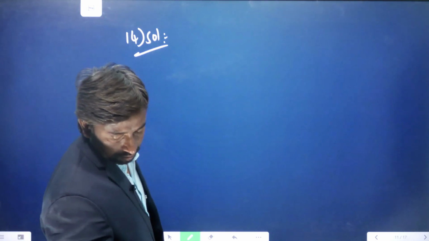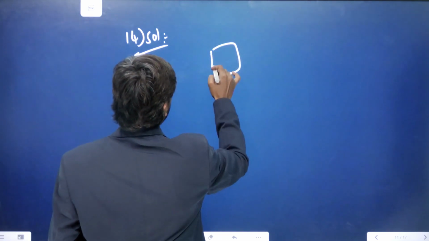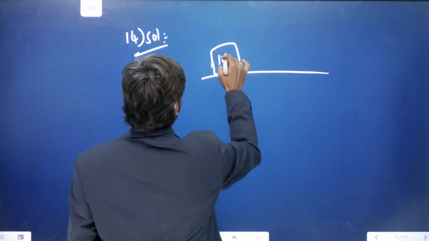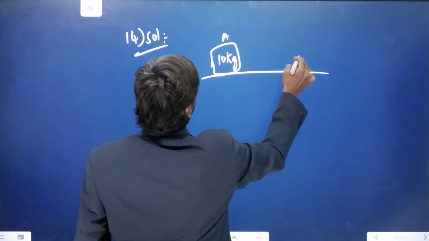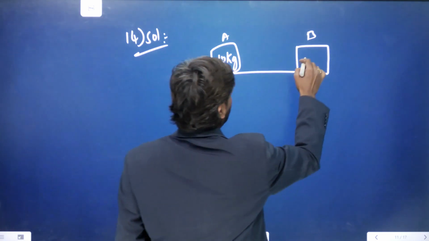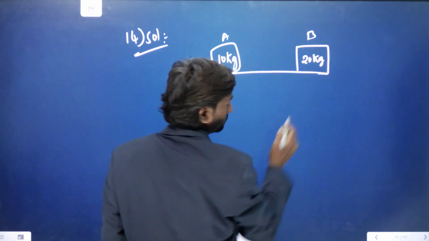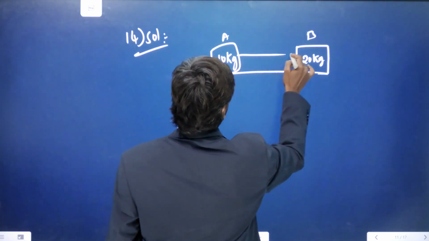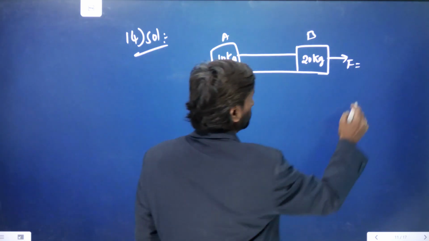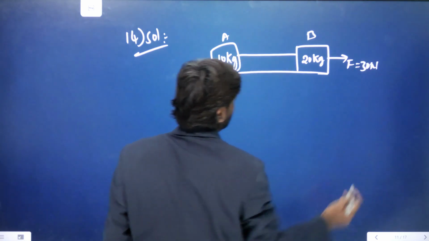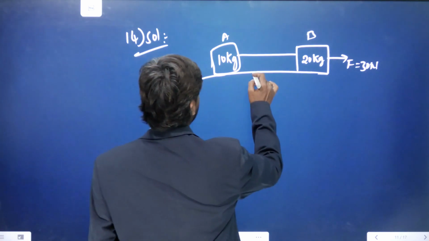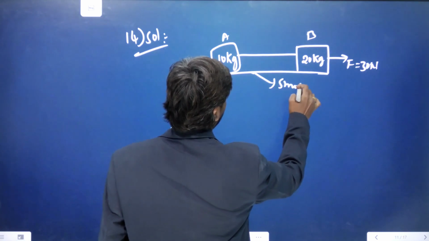The 14th one is given here like this. Two blocks, A and B, are given. Block A has a 10 kg mass, and block B has a 20 kg mass, and they are tied with a string. A force F equal to 30 newtons is applied there. They are asking for the acceleration of the center of mass. This is a smooth surface.